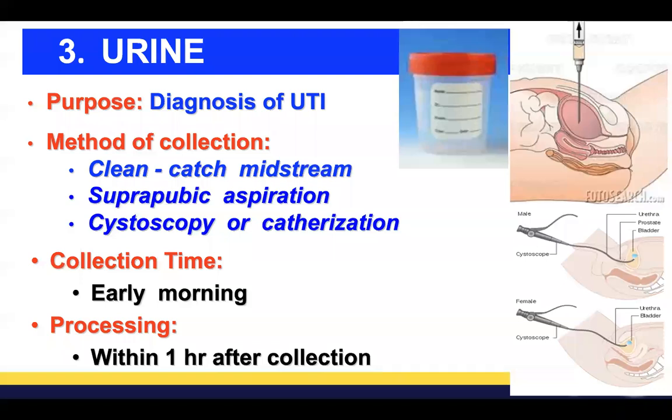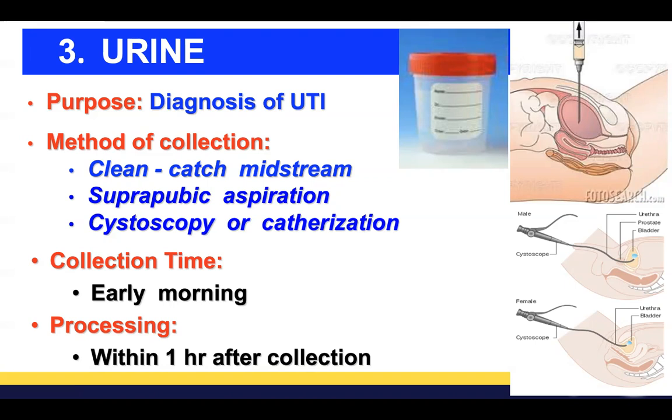Here, the specimen is also collected in a wide mouth bottle with screw cap. And then apart from the clean catch midstream method, we can also use the suprapubic aspiration technique. This is widely used for young children or infants. This is an invasive procedure, so it's only performed when absolutely necessary. Again, the needle is inserted directly into the urinary bladder to collect sterile urine.